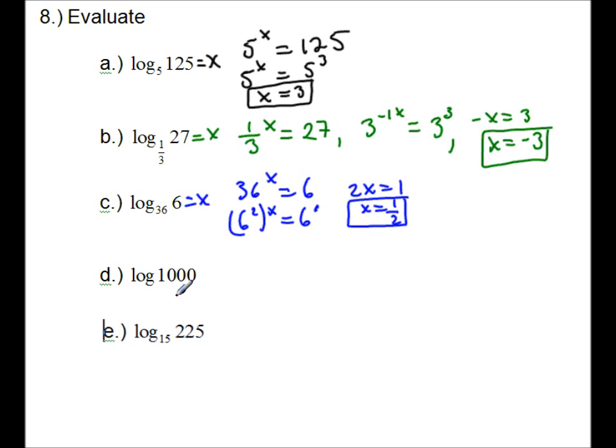Log 1000 is log base 10 of 1000. So again, we say this equals x. So 10 to some power equals 1000. We want to get our bases the same. So 10 to the x equals 10 to the 3rd. So for this to be equal, x has to equal 3.